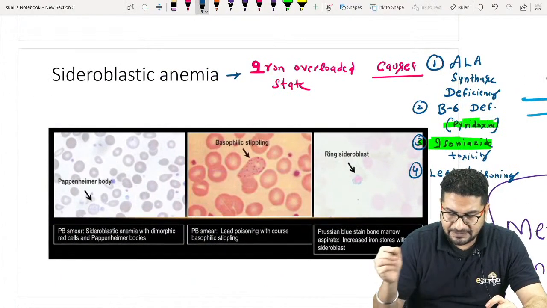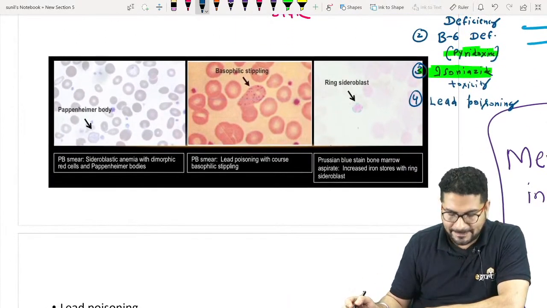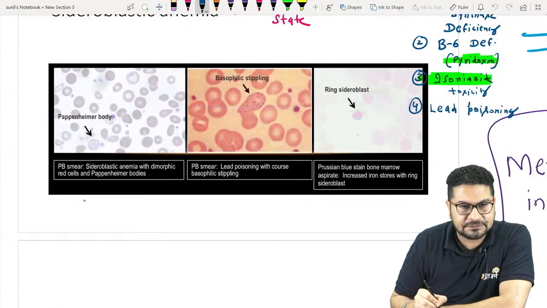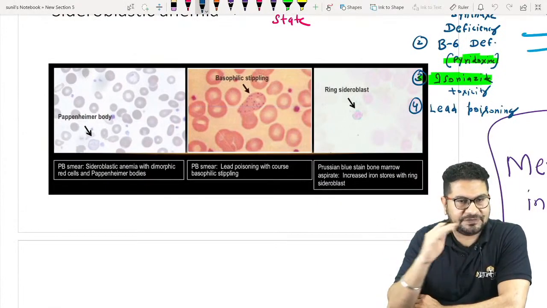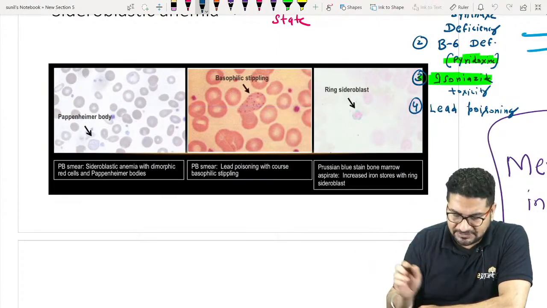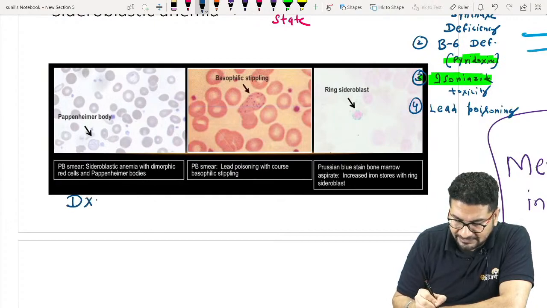So when you suspect sideroblastic anemia, how will you investigate the patient? Understand this: the patient will have the same clinical features, because it's a microcytic hypochromic anemia. So I am not writing the features. How you will approach is what's important. Diagnosis: first thing you will do a CBC.